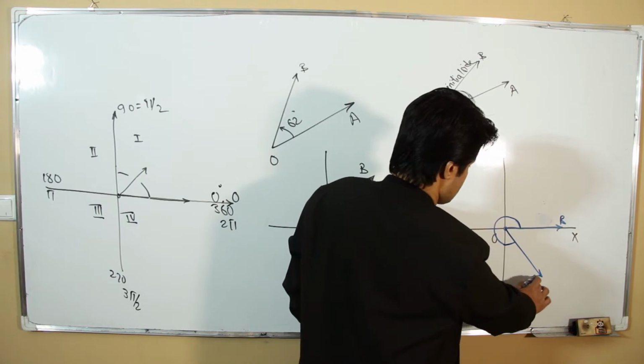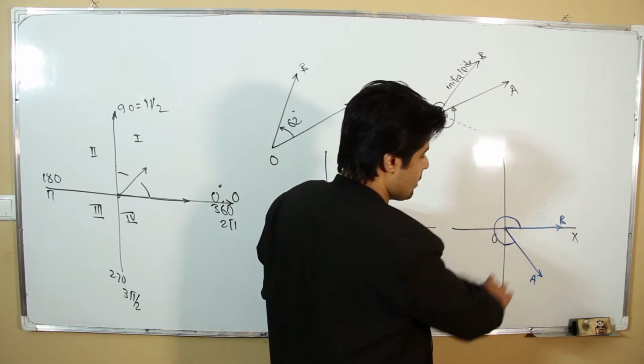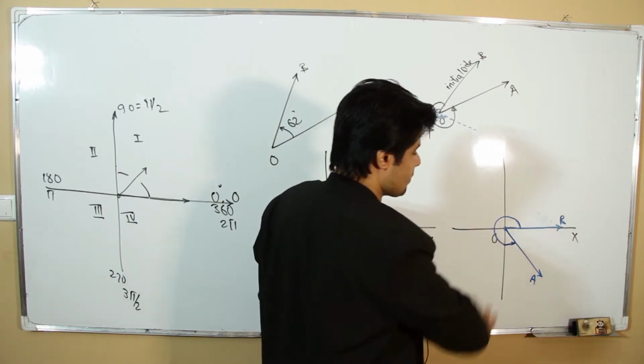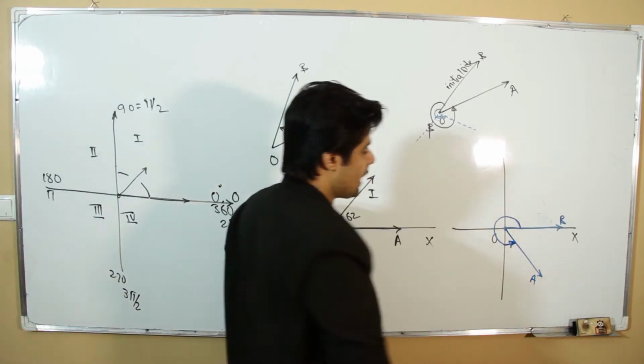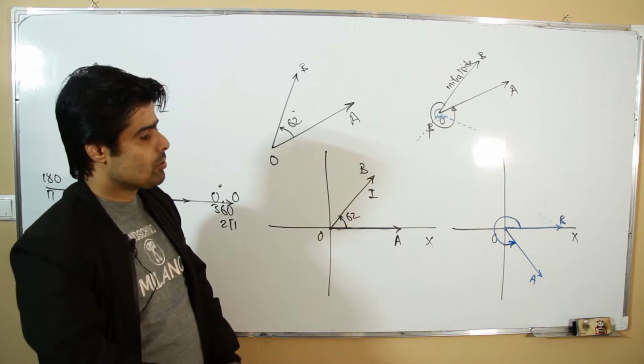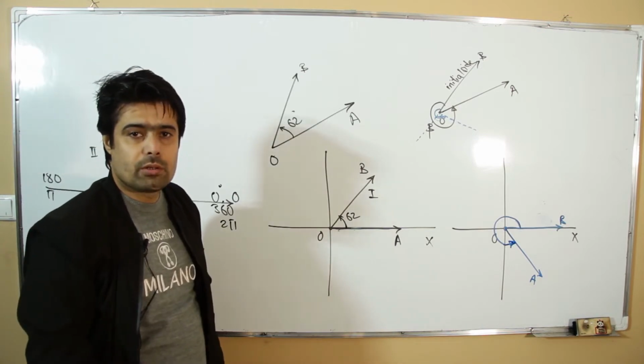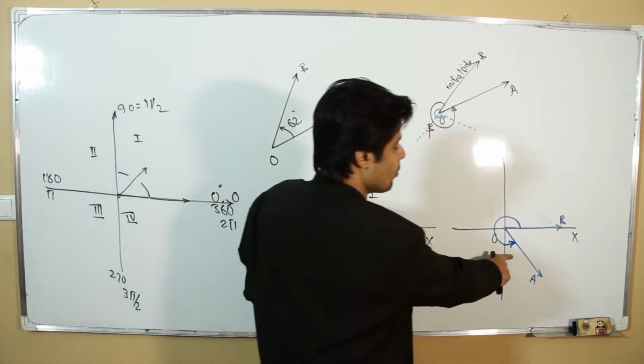This is your angle OBA, and it rotates in which direction? In anti-clockwise. Now, where is it located? In the fourth coordinate. Your angle is in the fourth coordinate.